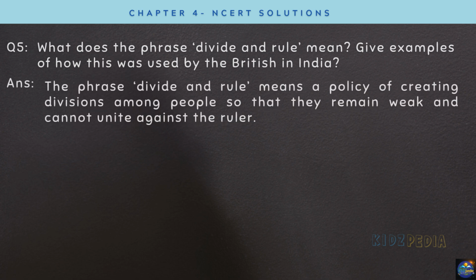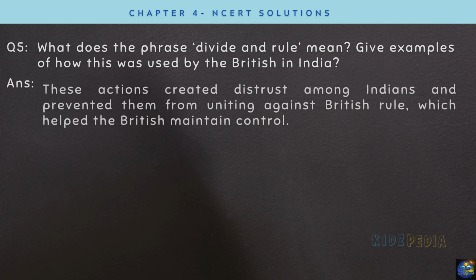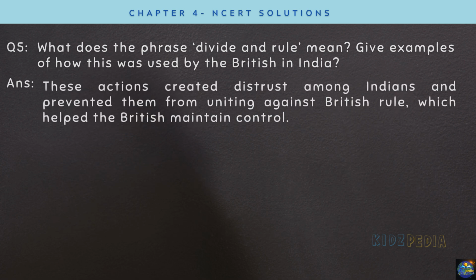The phrase divide and rule means a policy of creating divisions among people so that they remain weak and cannot unite against the ruler. In India, the British used this policy in the following ways. They encouraged divisions between different religious communities such as Hindus and Muslims, and they promoted differences based on caste and social groups. They also treated different regions and groups unequally, sometimes favoring one group over another. These actions created distrust among Indians and prevented them from uniting against British rule, which helped the British maintain control.